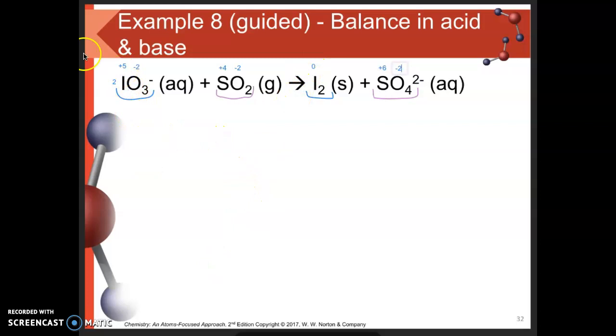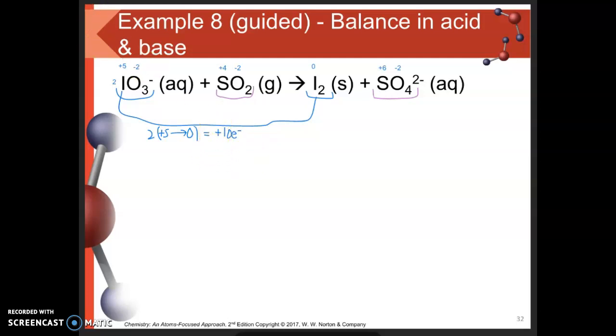So if I follow this through and I look at it from that perspective, I can see that the iodine is changing from +5 to 0. Now, what we need to keep in mind is that +5 to 0 is happening twice because there are 2 iodines that are being converted. And so what that means in net is that the iodine in total is adding 10 electrons.